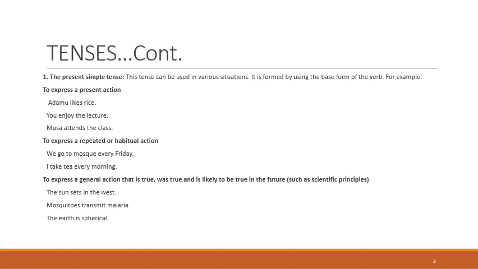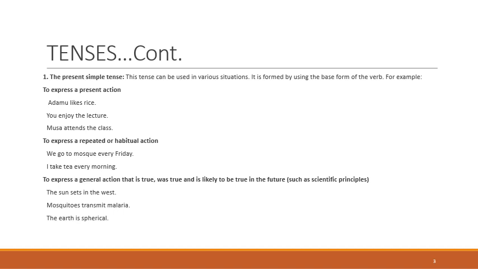Again, the second use of present simple tense is to express what we call a repeated or habitual action. By repeated action, we mean the action that is occurring at a particular interval, more than once, or the action that is habitual, that happens in a frequency of time. For example, you go to mosque every Friday. I take tea every morning.